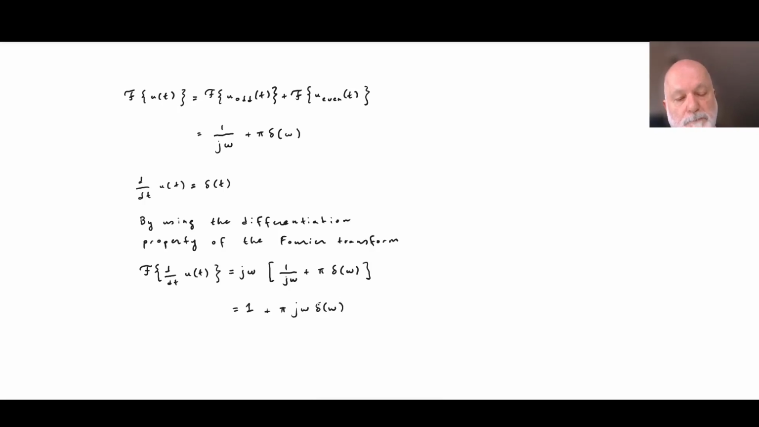But remember, when you multiply a function by an impulse, you have to evaluate that function only at the point where the impulse strikes. So this is omega equal to 0, and when omega is equal to 0, this becomes 0. So this term reduces to 0 because of the omega appearing as a multiplier of the impulse. So we have the Fourier transform of the derivative of the unit step is equal to 1, which is nothing but the Fourier transform of the impulse.